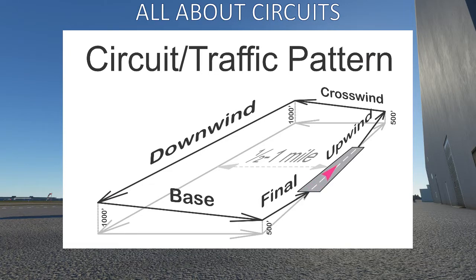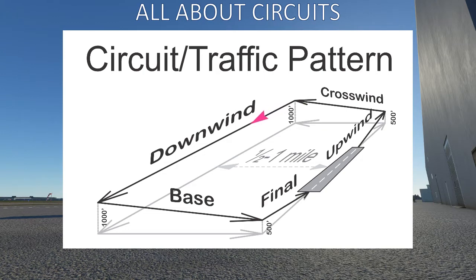The first leg, when you take off, is called the upwind. You fly straight ahead until you reach 500 feet above the airport elevation. At 500 feet above the runway, you'll start a 90-degree left turn onto what's called the crosswind leg, perpendicular to the active runway. You'll continue climbing on the crosswind leg until you reach 1,000 feet above the airport. At 1,000 feet, you'll then make another 90-degree left turn onto what's known as the downwind. The downwind is then flown level at 1,000 feet above the runway.